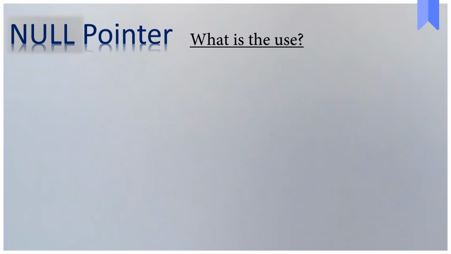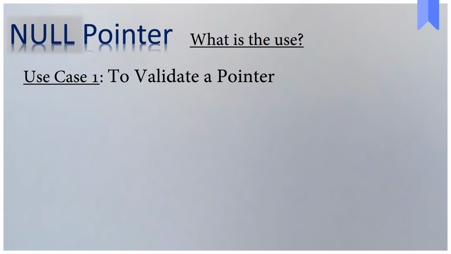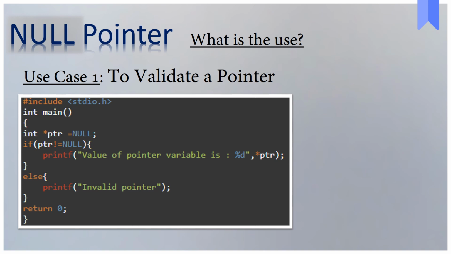So what is the use case of null pointer? The first use case is to validate a pointer variable. See in this code, by initializing the pointer variable with null, how much control we got over handling the pointer. Now with this guard condition, we will only dereference it if it's a valid pointer.